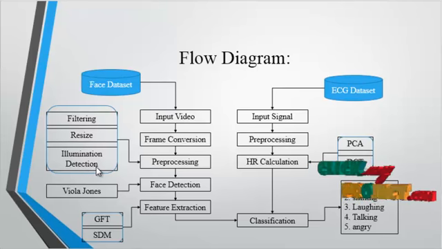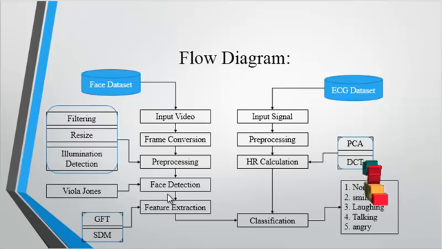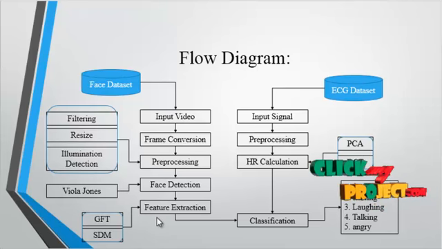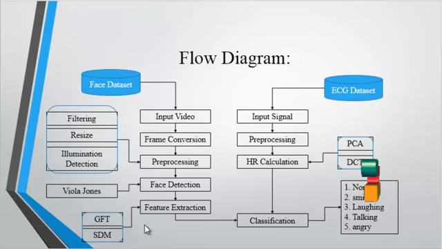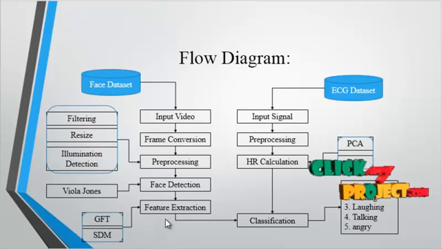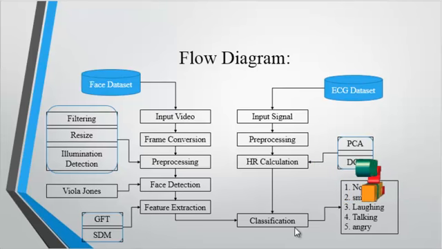After the illumination correction, the face detection is carried out. In this face detection module, the Viola-Jones algorithm is applied to detect the face region, and then after extracting the face region, the feature extraction is carried out using GFT and SDM. After extracting the feature values, the classification is done using the classifier.